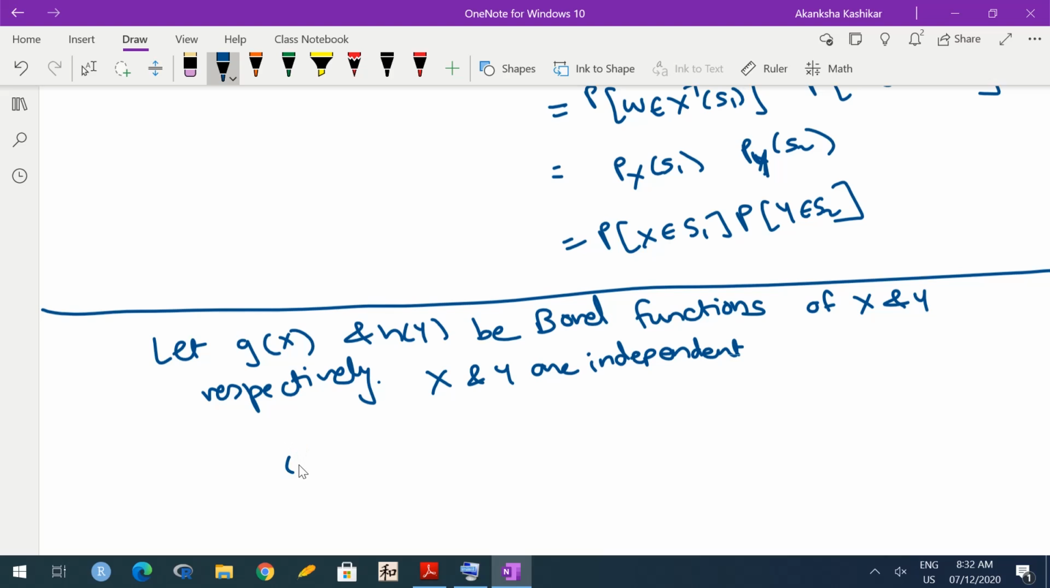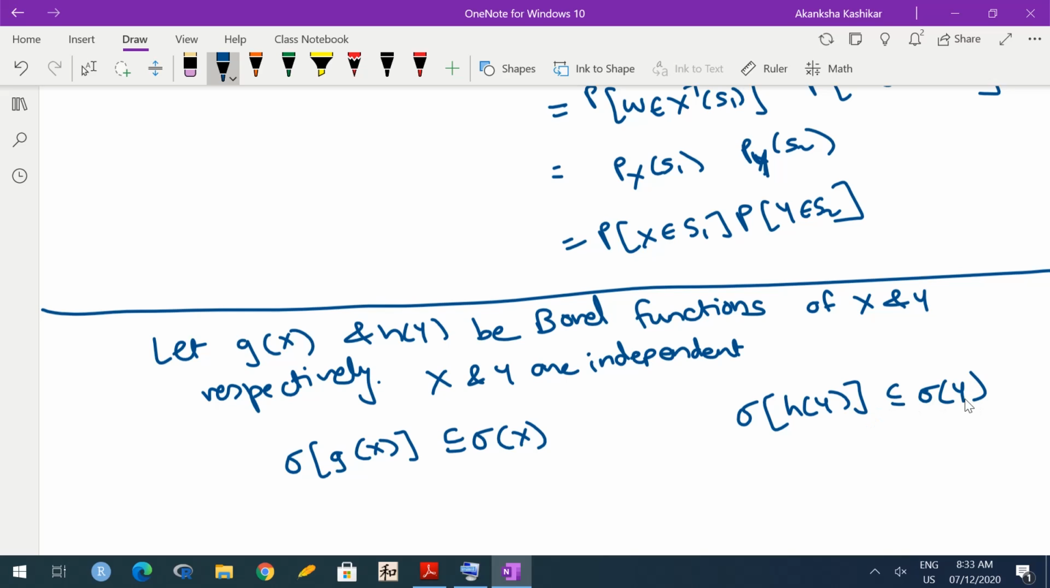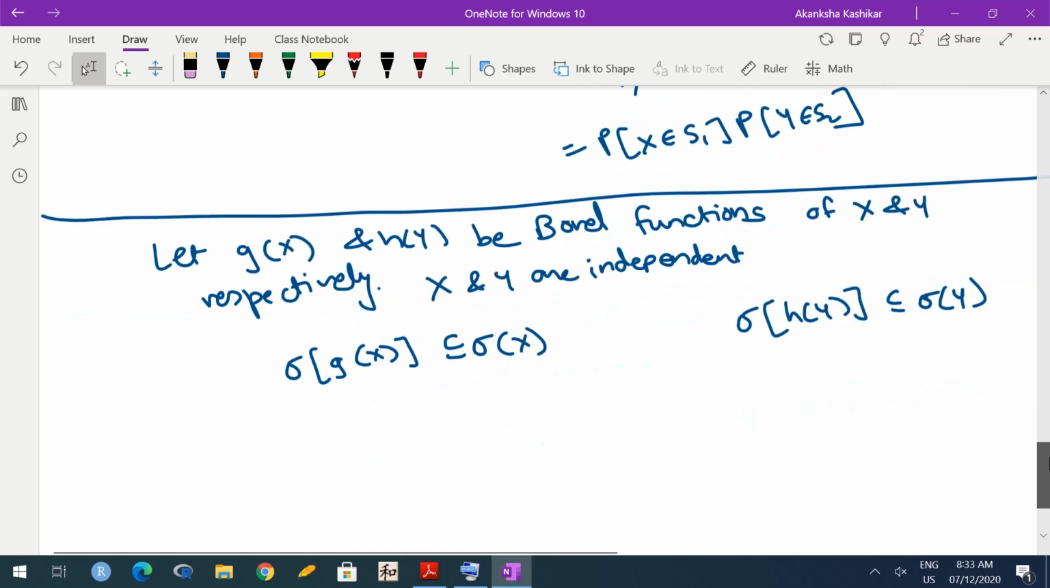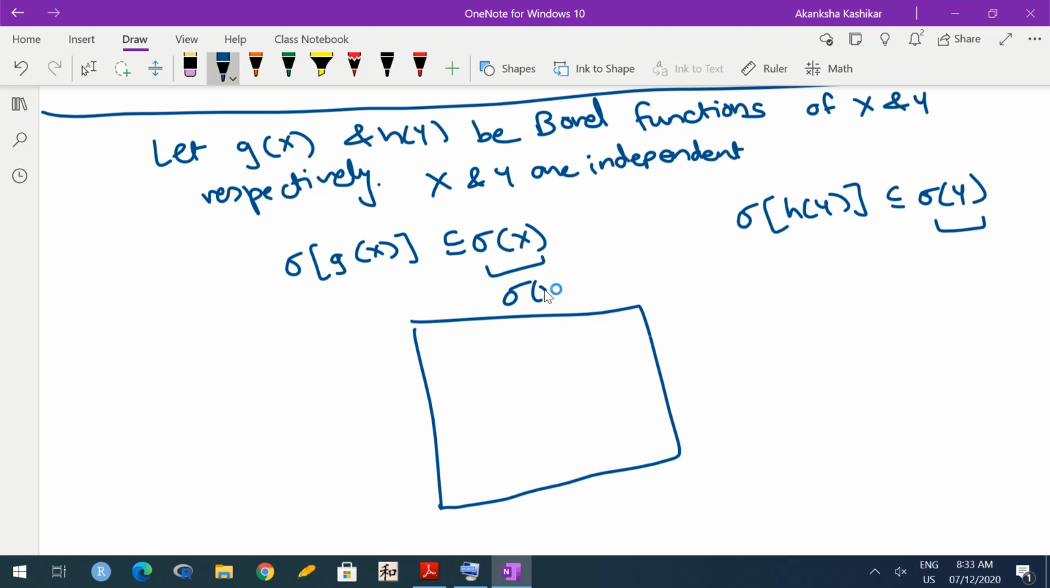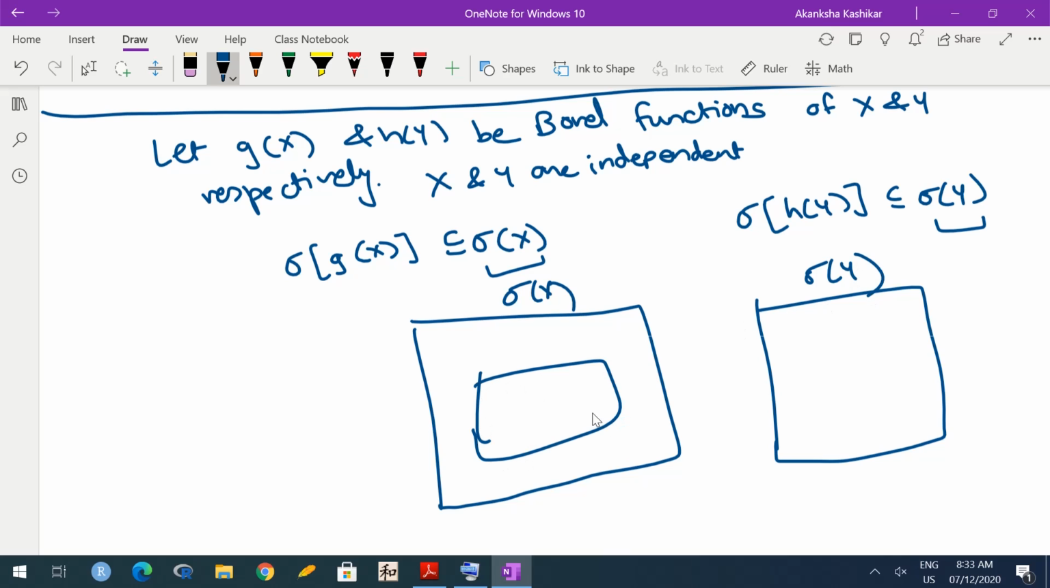Now what do we know about Borel functions? We know that the sigma field induced by a Borel function is a subset of the sigma field induced by the original random variable. We have proved this, right? Sigma of g(x) is a subset of sigma of x and sigma of h(y) is a subset of sigma of y. Further, we know that x and y are independent, which means sigma x and sigma y are independent. So suppose this is my sigma x, this is my sigma y. Sigma g(x) is going to be somewhere here, sigma h(y) is going to be somewhere here. What we know is the bigger sigma fields are independent.